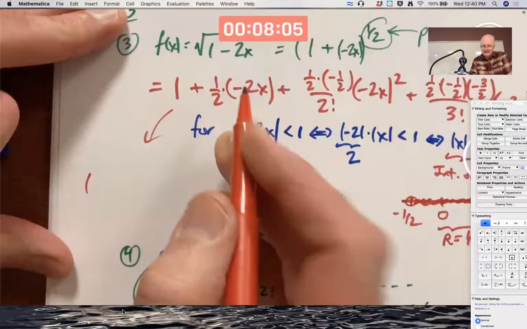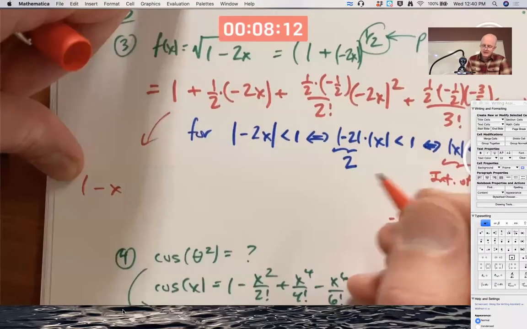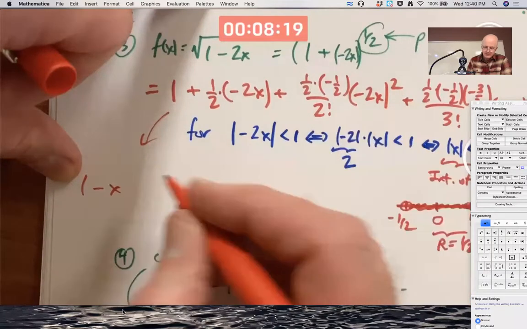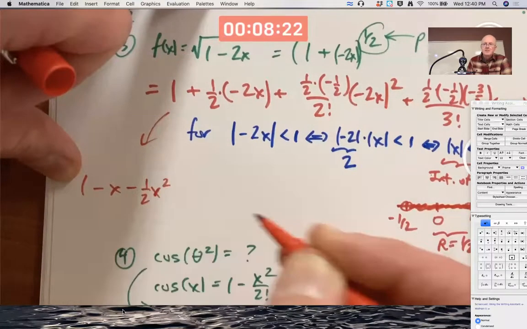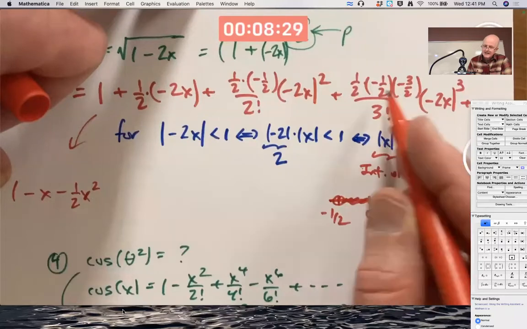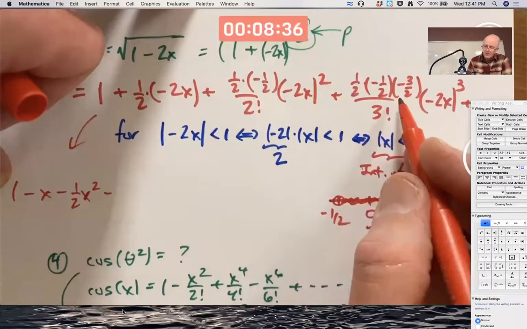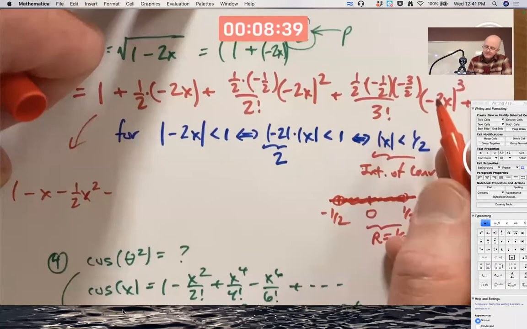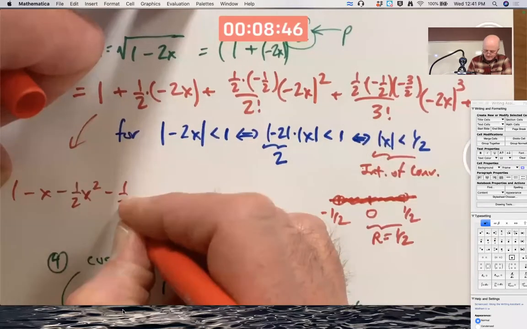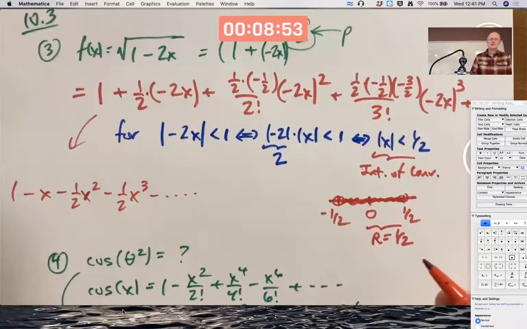1 minus x, right? 1/2 times -2 is -1. With the next one, I got a -2 squared is +4. This is going to give me a -1/8. So ultimately, -1/2 x squared. With the next one here, -2 cubed is -8. Two other minus signs means I continue having a minus sign. I've got 3 2s there, 8 and 1/8 will cancel. The 3 cancels with one of those 3s. It looks like we get another -1/2 here. And probably that minus sign continues the pattern. So that's what it simplifies to.